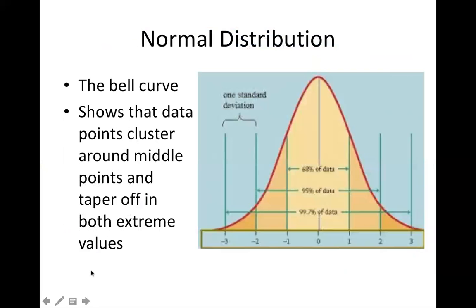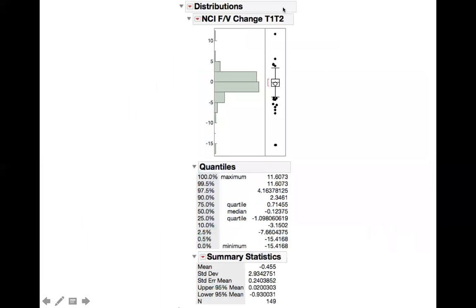And so one thing that we often look at is the normal distribution. And so we look to see if the data is normally distributed, which is typically thought of in the bell curve format. And it shows that the data points cluster around the middle and taper off in both extreme values. So when we're looking at this particular data, our new change variable, we see a pretty normal distribution there. We can see that bell curve. We can see most of the data is gathered here in the middle. We see some outliers like we discussed.